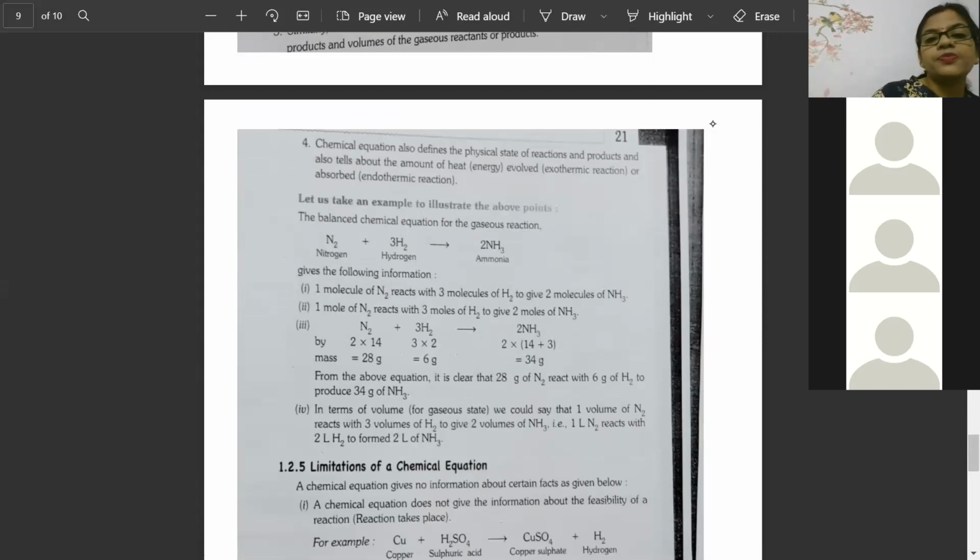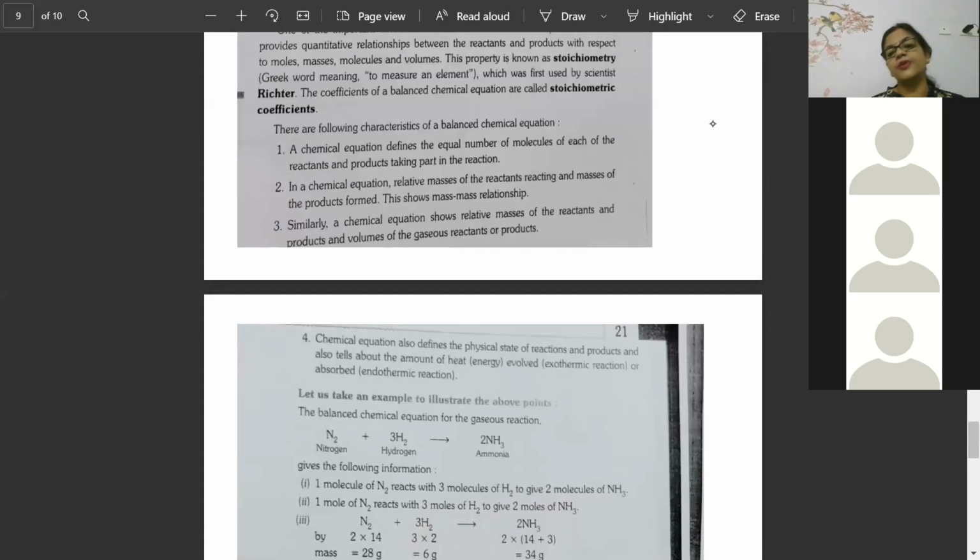Okay, Abhinami wants me to explain the third point again. Look here, beta. Relative masses of reactant and product. In mole concept, relative atomic mass, relative masses will be there.